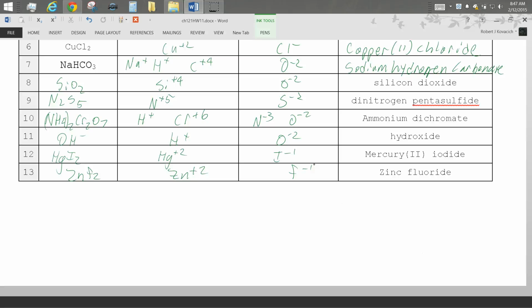Do you have questions about any of these? With the mercury one, if the 2 is saying that there's 2 mercuries, why wouldn't it be... It's not saying that there's 2 mercuries. It's saying that the charge is +2. Okay. So the only time you have to write the Roman numerals is if you're going from the formula to the name.